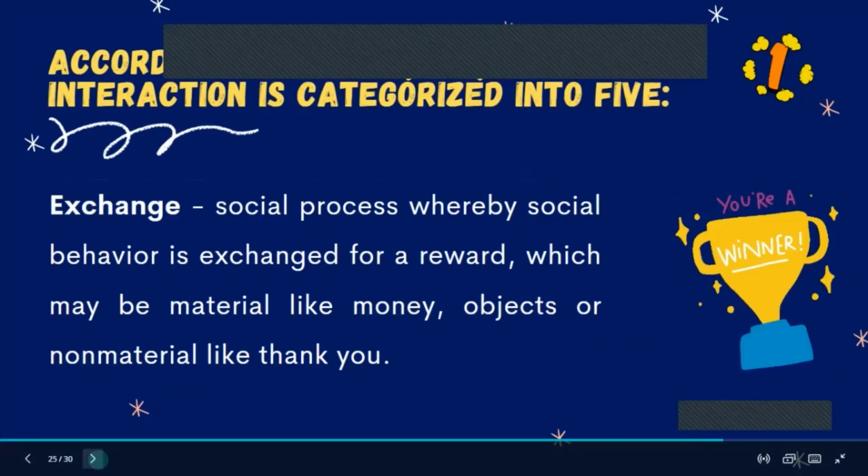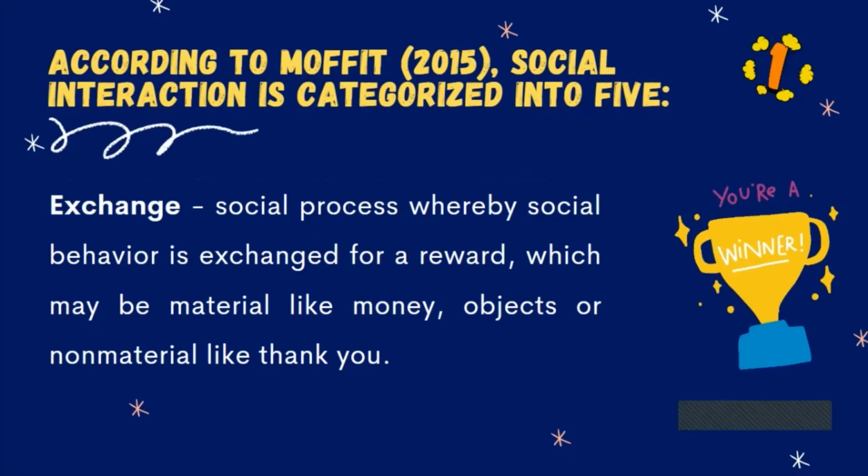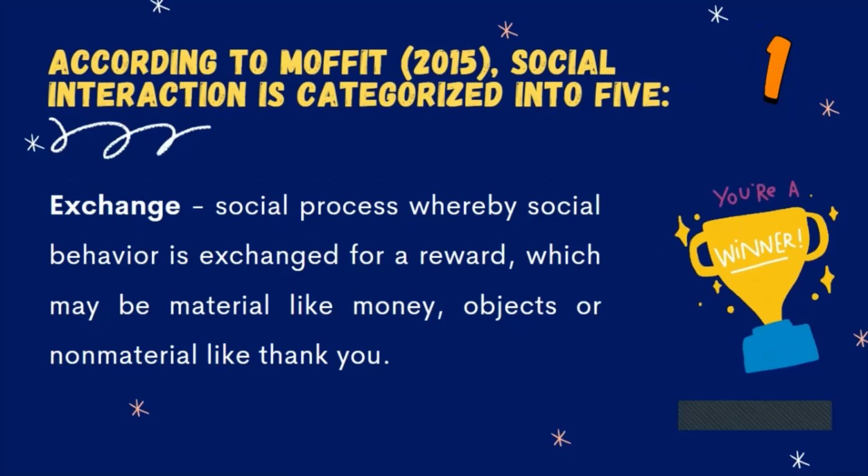So moving forward, according to Moffat, social interaction is categorized into 5. First is the exchange. We communicate because we want to exchange something. It can be money, objects, or non-material things like thank you. I socially interact with him or her because I want to exchange feelings, or objects, or anything that we want to exchange with each other.